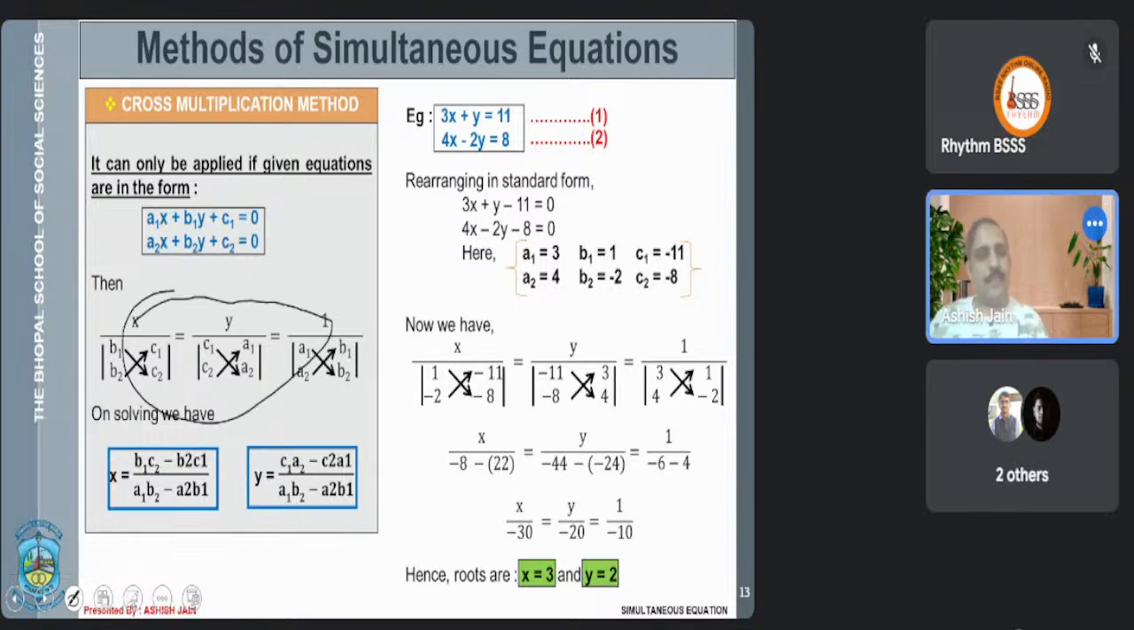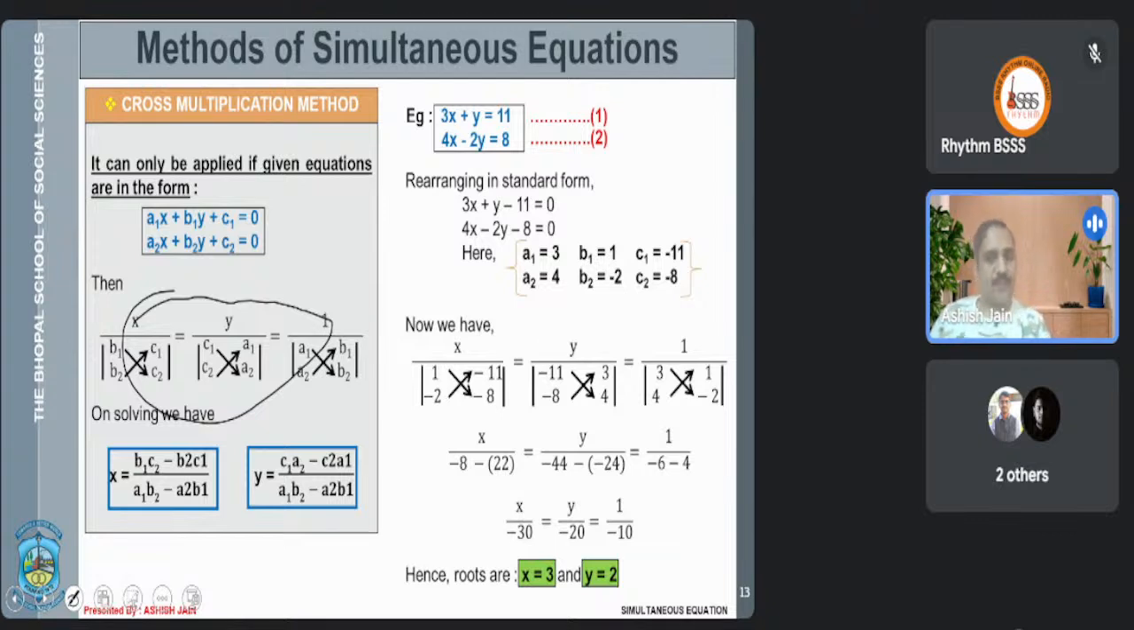You write it like this, the formula is written. So it's x upon the coefficients B1, B2, C1, C2. Similarly, y is equal to C1, C2, A1, A2. And you have 1 upon A1, A2, B1, B2. So it's 3, 4, 1 and minus 2. How do we solve it?